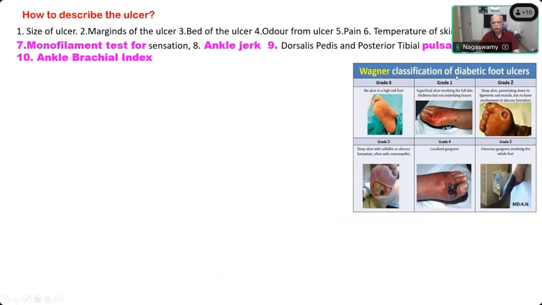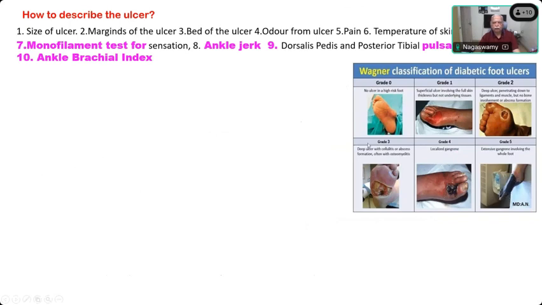And this is the Wagner classification, grade 0, 1, 2, 3. So grade 0 is no ulcer at all. Grade 1 is a superficial ulcer involving full skin thickness, but no underlying tissue is involved. Grade 2, like what we see here, is a deep ulcer penetrating down to the ligaments and muscles, but no bone involvement or abscess formation. Grade 3 is a deep ulcer with cellulitis and abscess formation. Then grade 4 is localized gangrene, and grade 5 is extensive gangrene involving most of the foot.